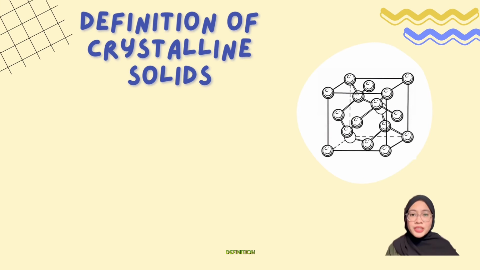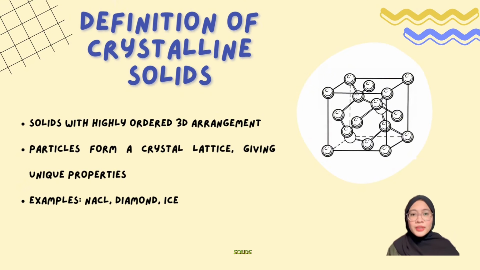Let's start with the definition of crystalline solid. Crystalline solids are solids in which particles are arranged in a highly ordered and repeating three-dimensional structure known as a crystal lattice. In this lattice, atoms, ions, or molecules occupy fixed positions in a regular pattern, giving crystalline solids distinct physical properties. Common examples include sodium chloride, diamond, and iron.